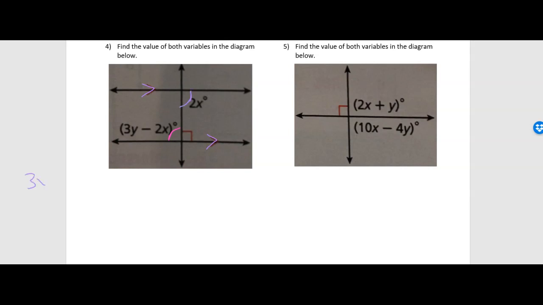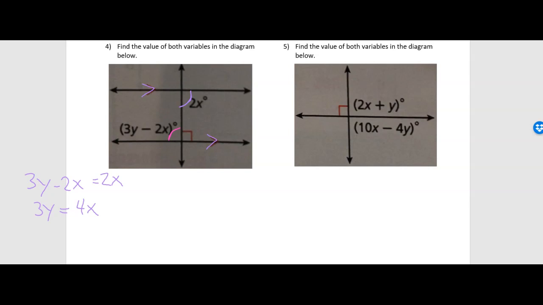But I could say 3y minus 2x is equal to 2x. I could add 2x to both sides to get 3y is, oops, let's fix the x up there. After I add 2x to both sides, I get 3y is equal to 4x. But then I'm stuck because I have two variables and just one equation. So I'm stuck. I can't really go any further. So can we use anything else from the diagram? Is there any other equation we can set up?